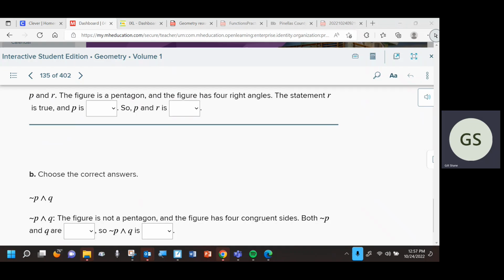So is the not statement true or false? The figure is not a trapezoid. True, right? It's not a trapezoid, so it's a true statement. So we would make a check mark for that one. That is a true statement there. How about Q? Is Q a true statement? Q is just the same one they gave you. Is Q a true statement?